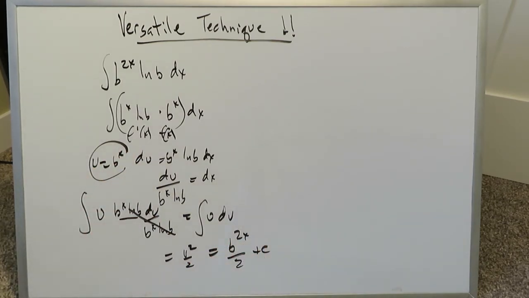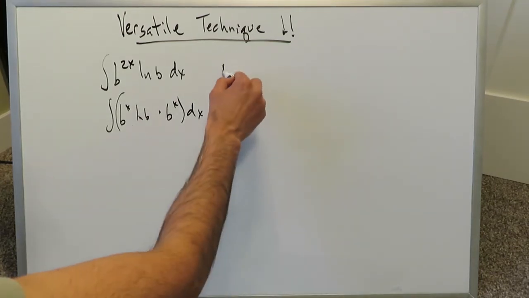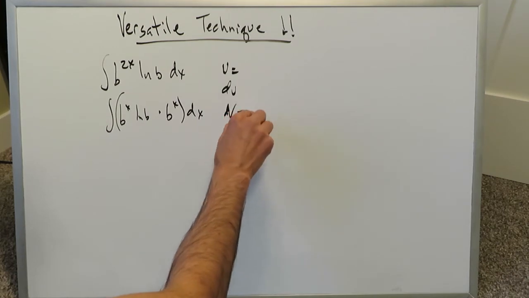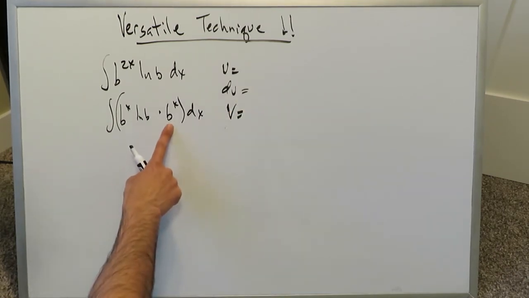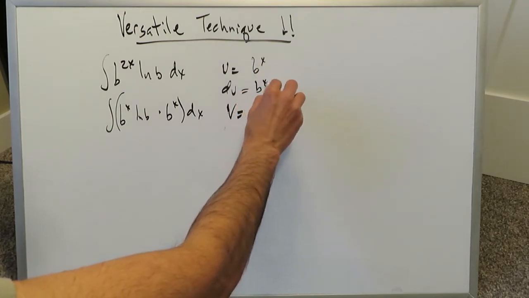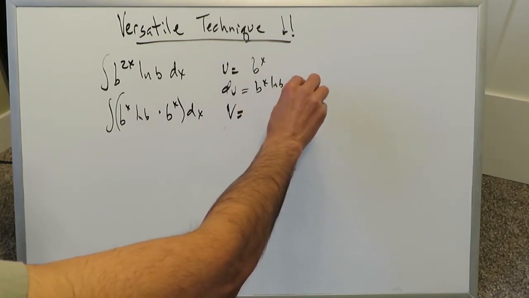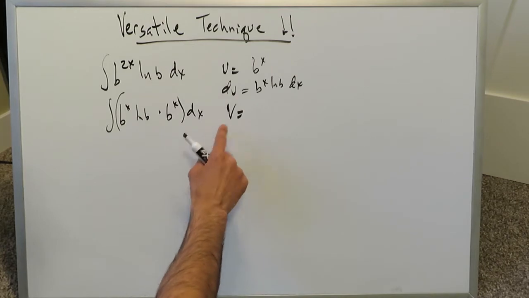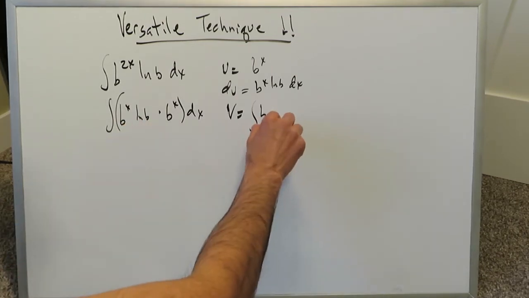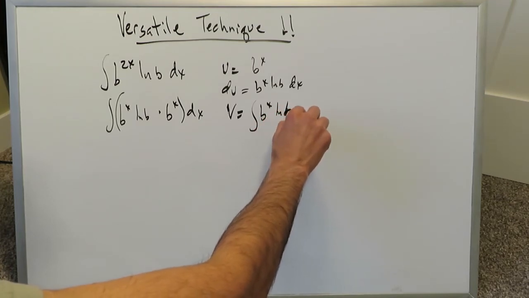This right here is just looking at it via the polynomial substitution technique, but the integrating by parts technique can work very well here as well. You always start with these three determinations, and you will of course go for this as your u value. U is equal to b to the x. Derivative of that is b to the x ln b dx, and integral of v would be that which remains, which is b to the x ln b, integral of b to the x ln b dx.